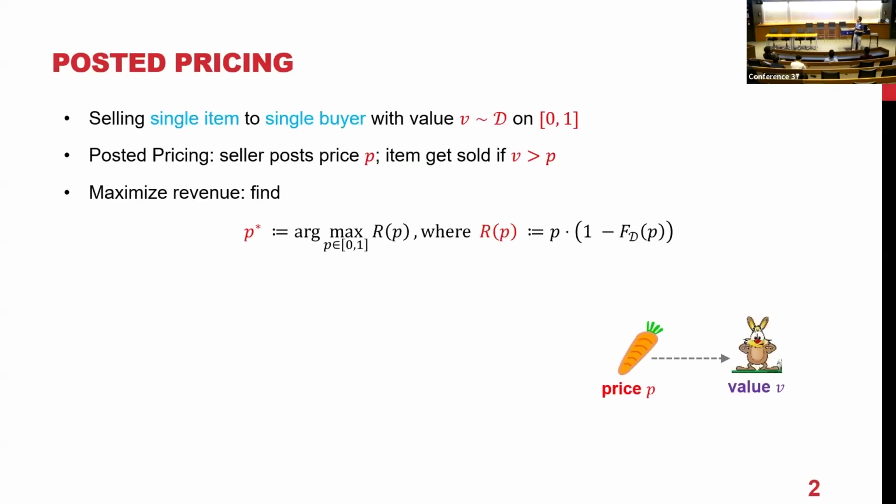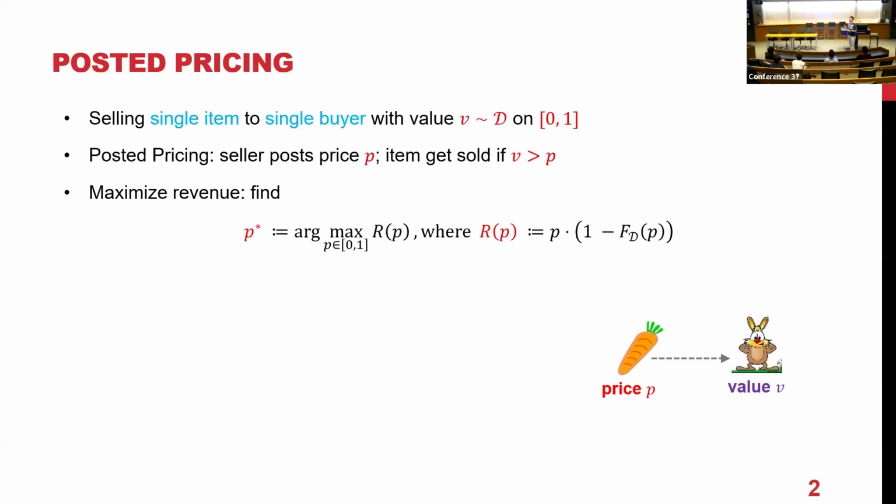Okay, so let's start from a very simple setting. There is one single seller who wants to sell one single item to one buyer. The buyer has a value V, which is drawn from a distribution D. And we further assume in this talk that the values are bounded between 0 and 1.